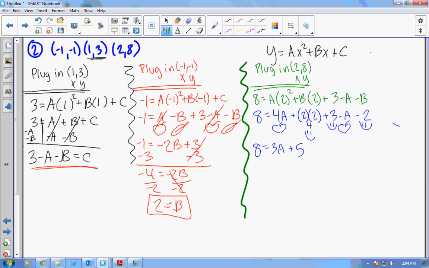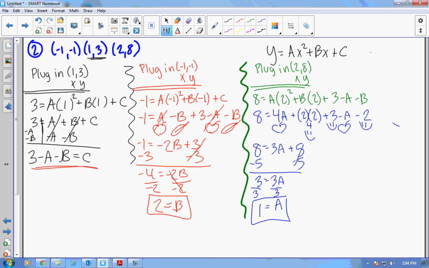This one's actually a nicer problem than the first one. You got it? What is a? Maybe? Yep. Nope, not 0 actually. Don't you get 3 divided by 3? 1. So we subtract 5. We get 3 equals 3a. Divide by 3. a equals 1. Sweet. b is 2. a is 1.